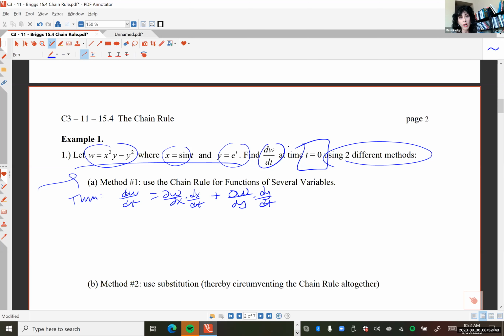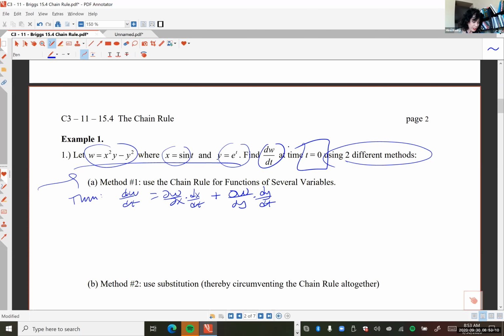For God's sakes, do not evaluate at t equals 0 at the beginning. Why not? They said to. Because then you're just going to get pure numbers everywhere, and the derivative of all pure numbers is going to be 0. And you're going to go, hey, the derivative is 0. And it's like, probably not. And in this case, it definitely isn't.